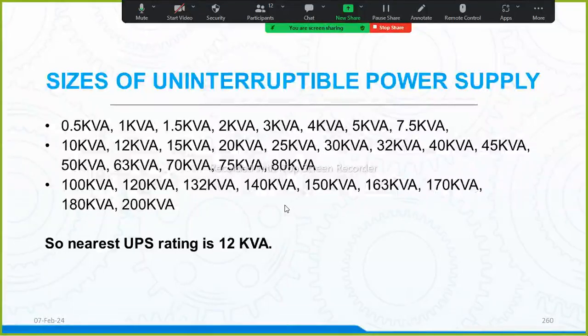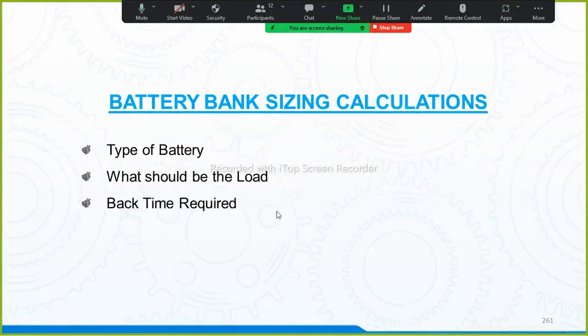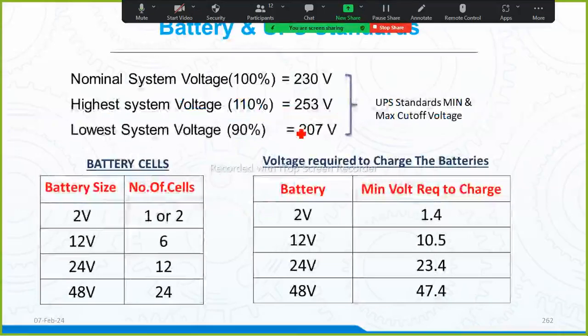What do you mean by SMB or SMFB? For example, in batteries we have lead acid batteries or lithium batteries. In the same way, in UPS terminology, we call them SMB and SMFB. Let us see what they are. Now let us do the battery bank sizing calculation, for which we first need to know the type of battery, the load, and the backup time required. Before that, we should know certain standards about the UPS.